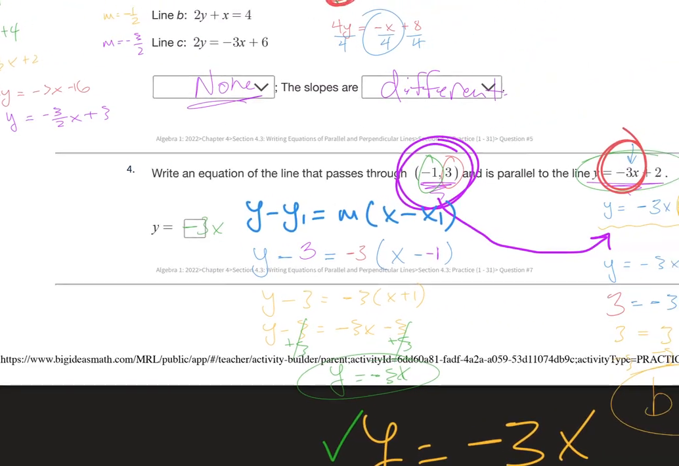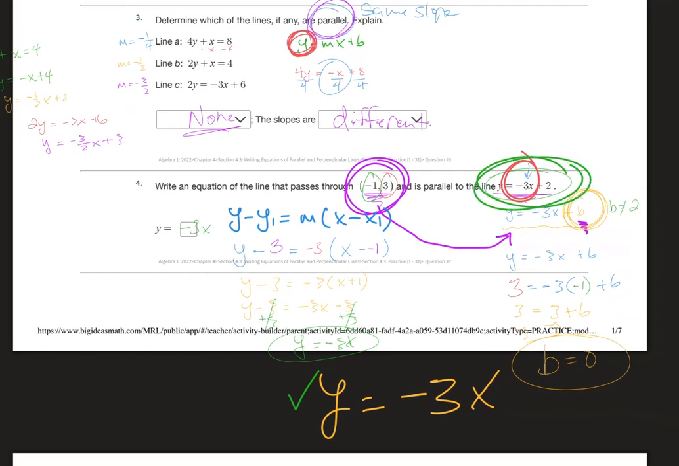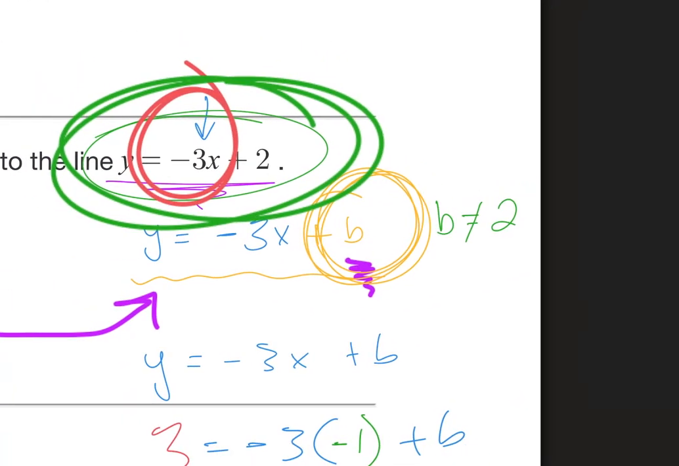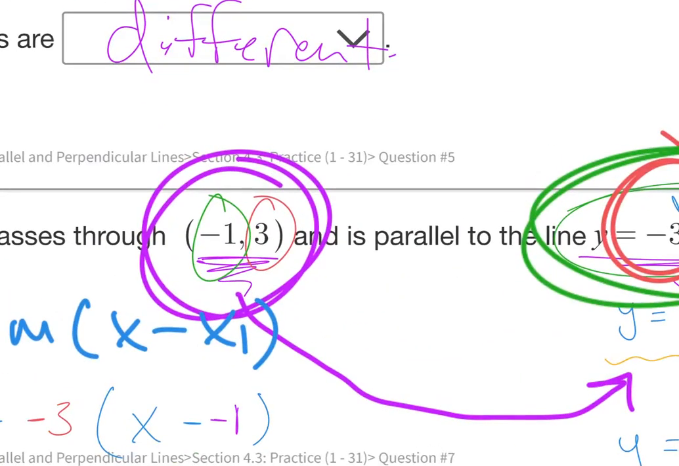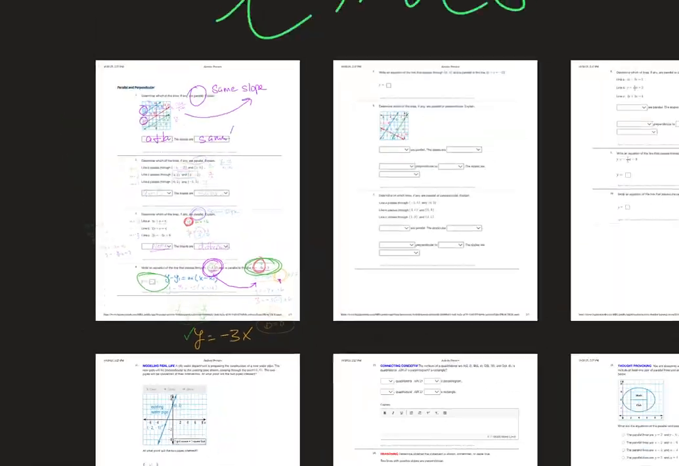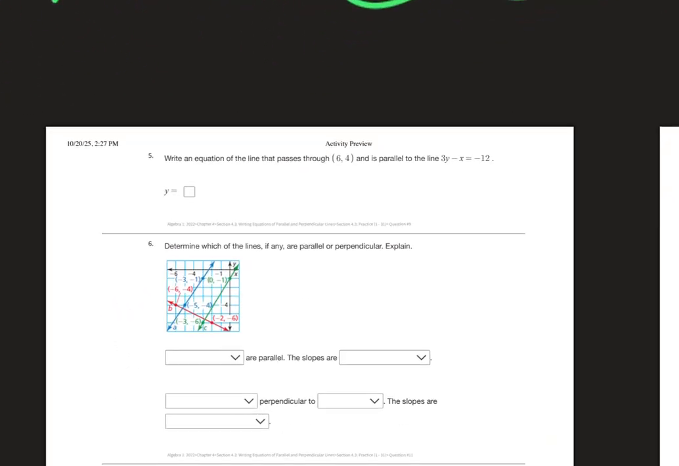And if you're like, well, wait a second, what does that have to do with this? This is the equation of a line that is parallel to this one, but goes through this specific point. So one last time, this line right here, y equals negative 3x plus b, it's parallel, but it doesn't necessarily go through that point, okay? So if that was confusing, sorry about that.